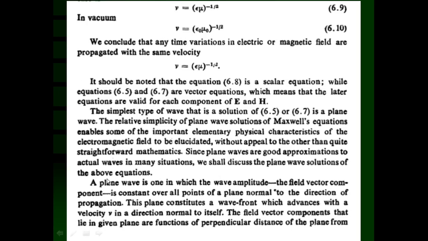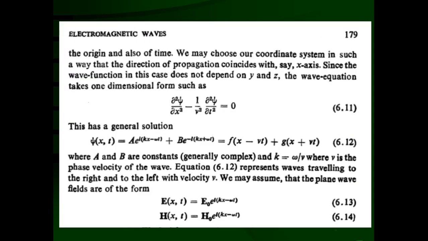So very importantly, you should understand this plane wave. A plane wave is one in which the wave amplitude, the field vector components, is constant over all points of the plane normal to the direction of propagation. This plane constitutes a wavefront which advances with the velocity v in the direction normal to itself. The field vector components that lie in a given plane are functions of the perpendicular distance of the plane from the origin and also of the time.